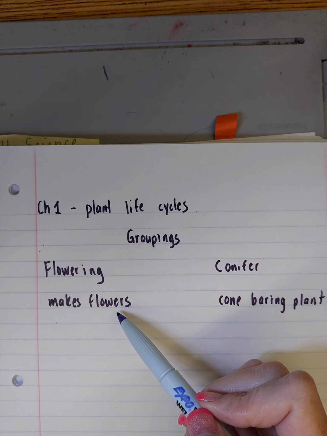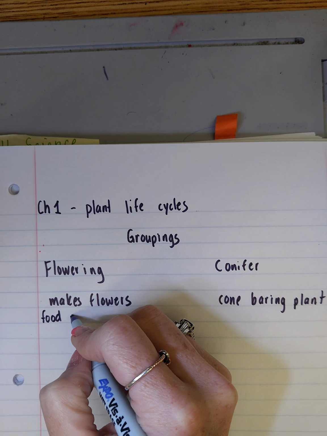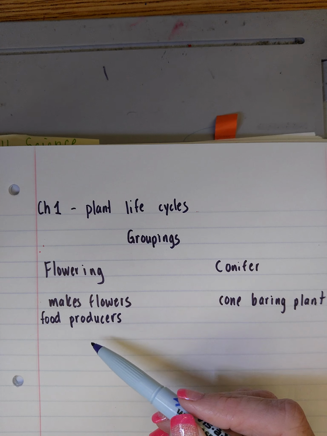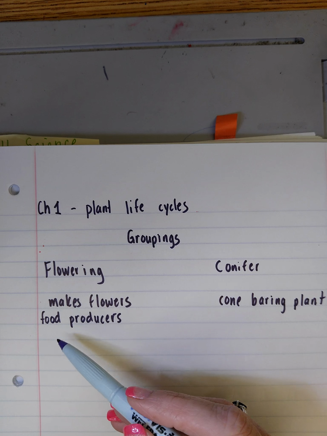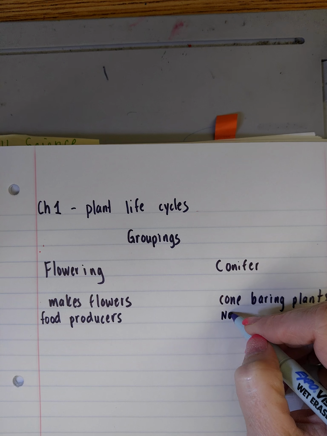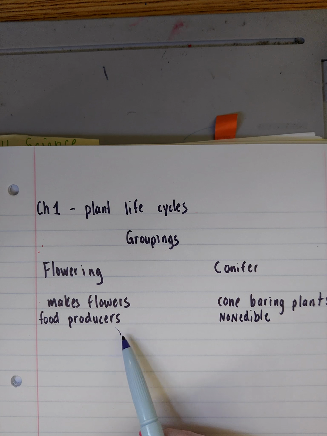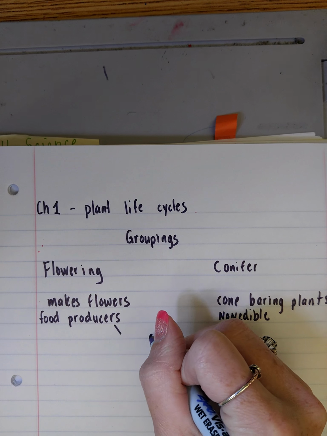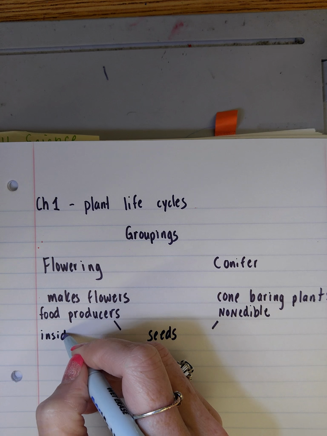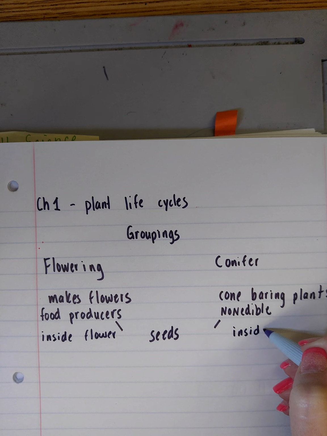Students need to understand that flowering plants make flowers, and flowering plants are our food producers. So anything you eat comes from a flowering plant. Flowering plants, once the flower dies, the seed is inside the flower. It then produces the fruit, and fruit means vegetation, anything you can eat. And conifers are non-edible. Both flowering plants and conifers produce seeds. The seeds for a flowering plant is inside the flower. The seed for a conifer is inside the cone.